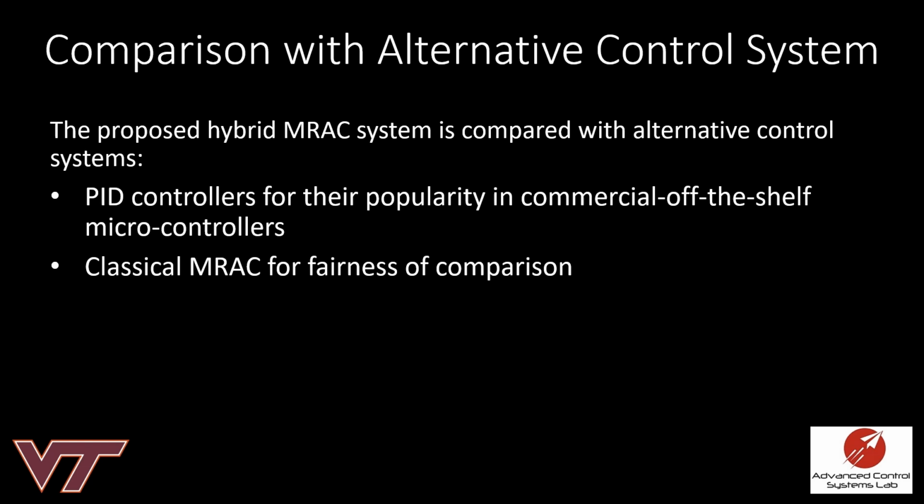In this work, we make a comparison between the proposed hybrid MRAC system and two other types of control systems, which are a PID controller for its popularity in commercial off-the-shelf microcontrollers employed by UAVs, and classical MRAC for fairness of comparison. In fact, it is important to note that the tuning gains between classical MRAC and hybrid MRAC are the same. The only thing that changes is the hybrid architecture.